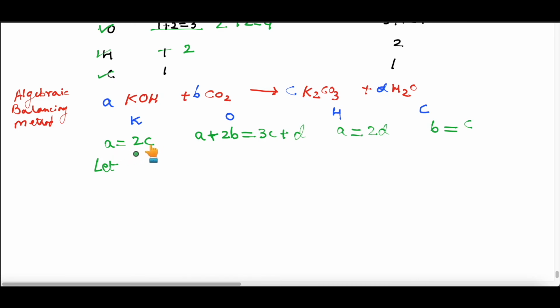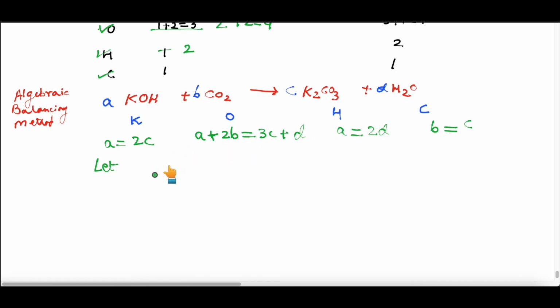Let us check for C. So C is 1, 2 and 3. So C is also 3. Then for B we have 1, 2. So B is written 2 times. And for D we have 1, 2. So D is also written 2 times.